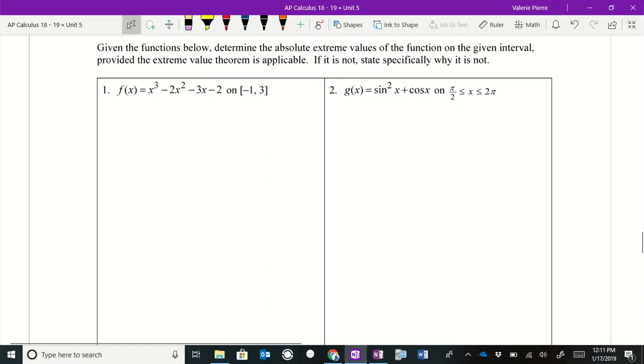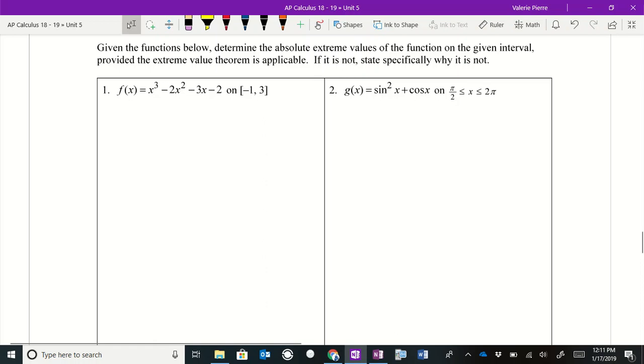So first thing we want to check is, is EVT going to be applicable to this function? Does this function have a point of discontinuity that we need to identify? F of x is a polynomial. Polynomials do not have points of discontinuity. So f of x is continuous on any interval.